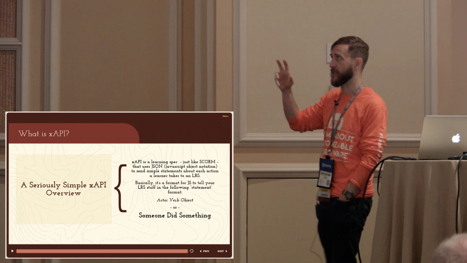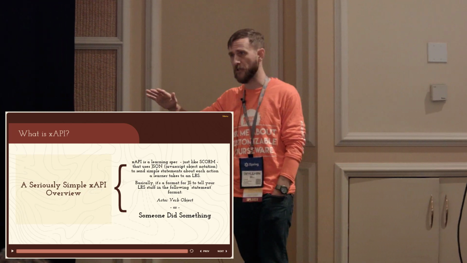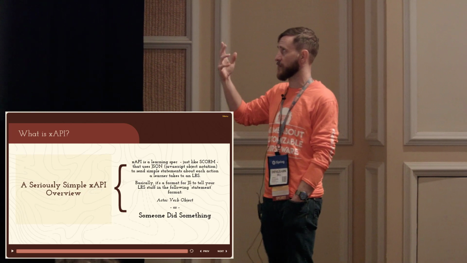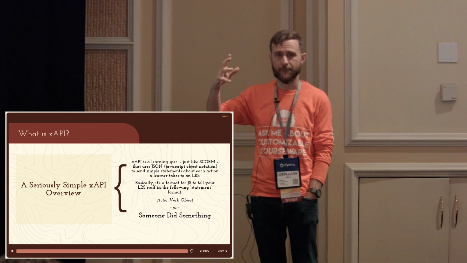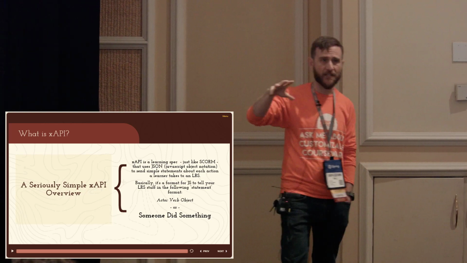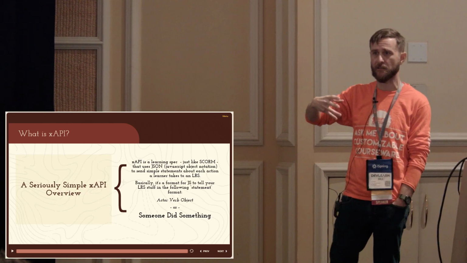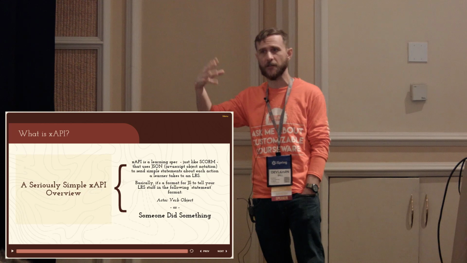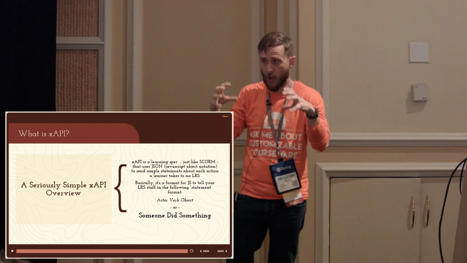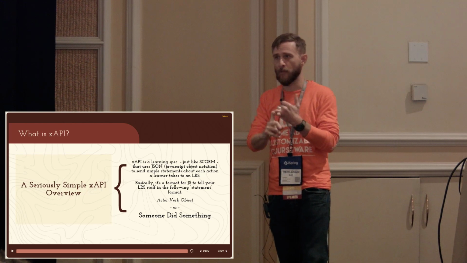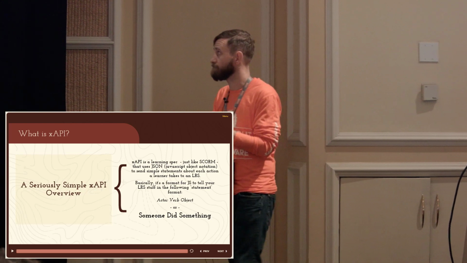What xAPI is, it's just a learning spec, just like SCORM. It uses JSON, which is JavaScript Object Notation, okay, to send statements about what action a learner took to an LRS. An LRS is basically just a big database that can or cannot report back, depending on what you have set up. So basically, xAPI at its simplest is just a format for JavaScript to tell your LRS that things happened.